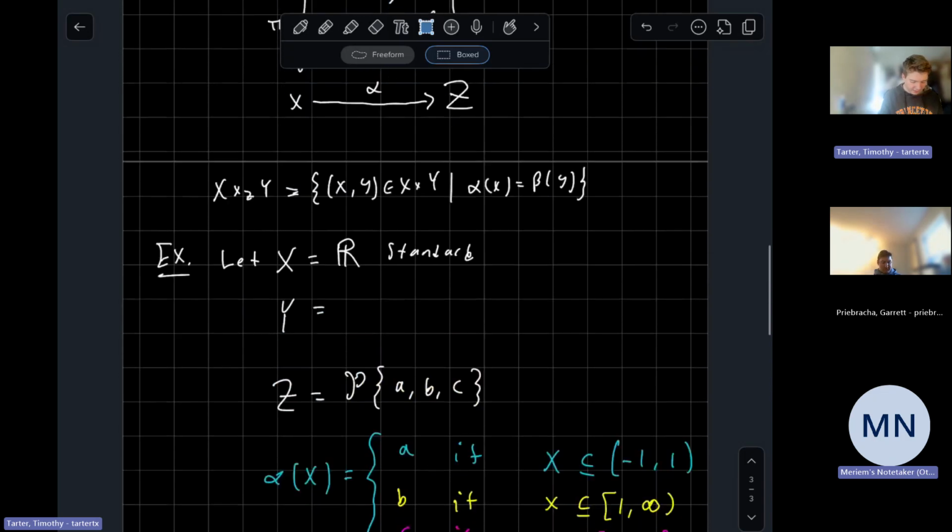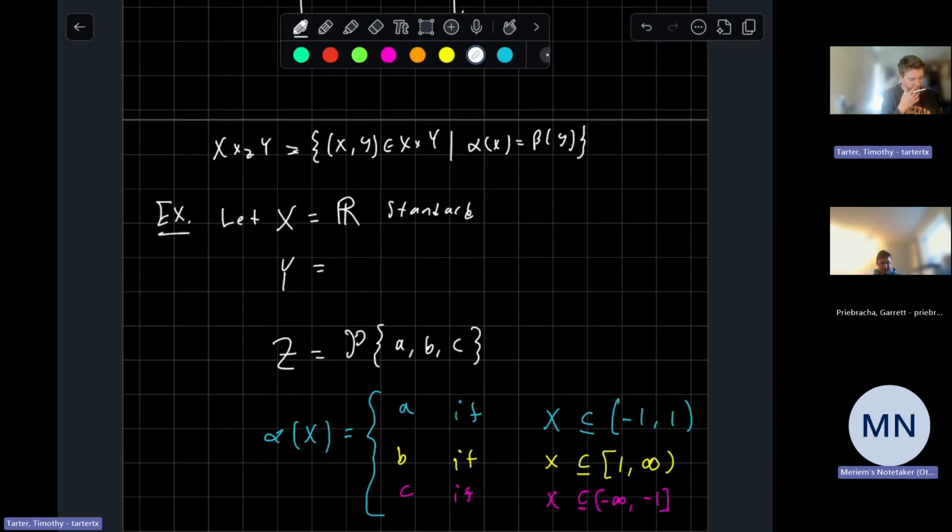And so then for Y, I'm going to pick a discrete set. I'm going to call this, maybe like Z mod 10. No, let's do Z mod 11 with subspace topology from R.